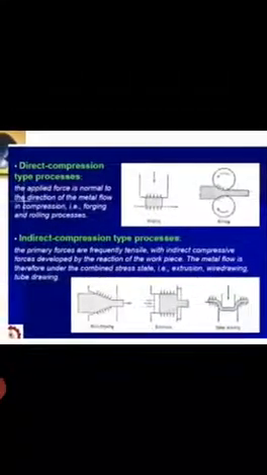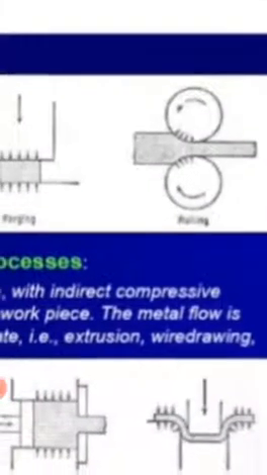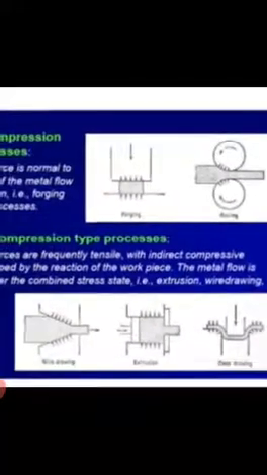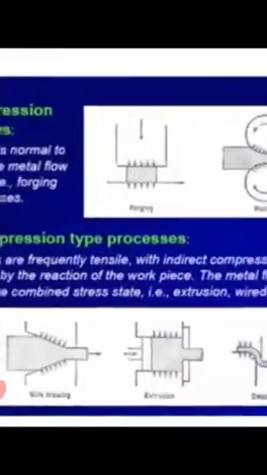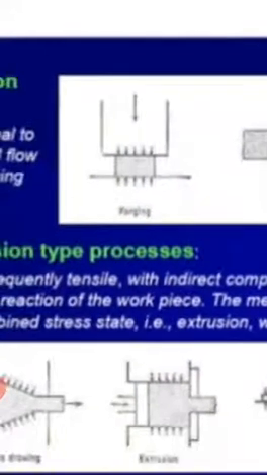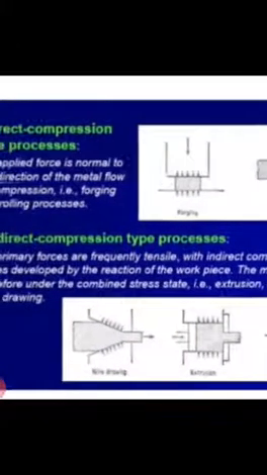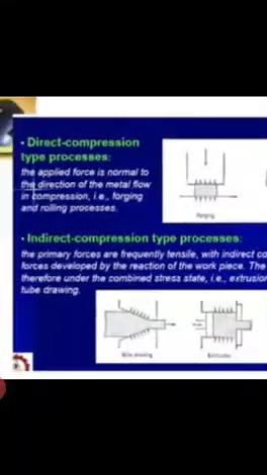In this type, the compressive force is applied to the surface of the workpiece metal, causing it to flow at right angles to the direction of the applied force. Forging and rolling are examples of direct compressive force. Once you apply the force, the direction of the force and the flow of the workpiece are perpendicular to each other in direct force.